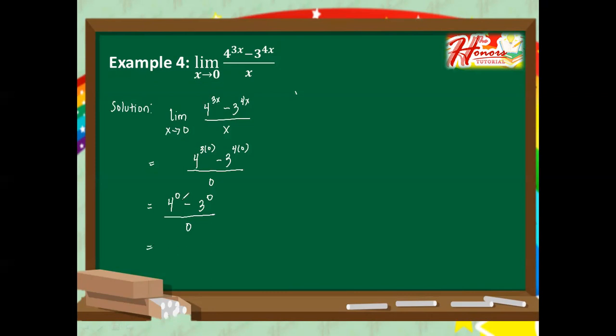Let's continue solving. 4 raised to 0 is equal to 1, because any number that you raise to 0 is equal to 1. And then 3 raised to 0 is equal to 1. So minus 1 over 0. We are not yet done. So therefore, let's continue solving. 1 minus 1, that's 0 over 0. This is indeterminate. So we have to simplify this.